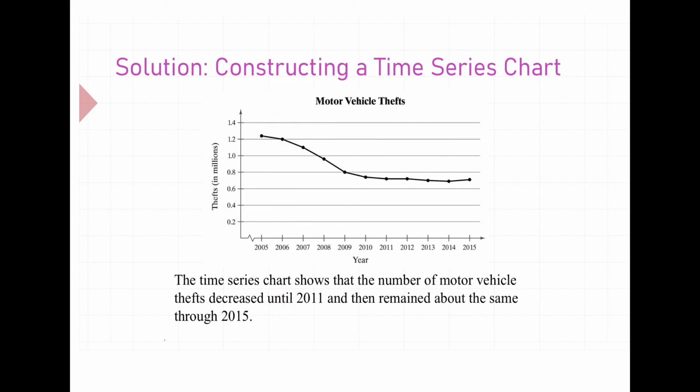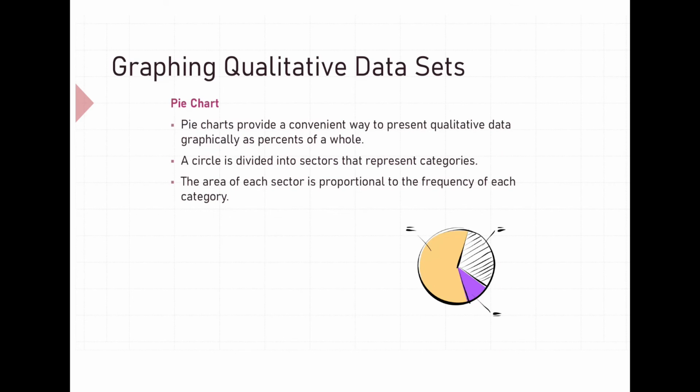And what we're looking for are trends over time. Another graph you're probably familiar with is a pie chart. We use this for data that's not quantitative usually, but for qualitative data, data that is non-numerical in nature. And it's a good way for us to show the percentages of data compared with the whole. And we divide the circle into sectors that represent categories, and the area of each sector is proportional to the frequency of each category.